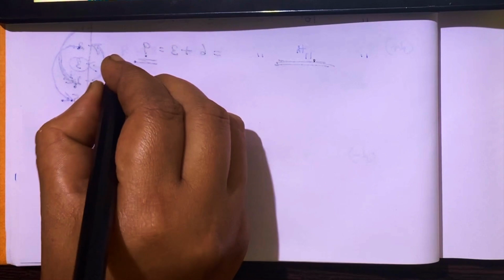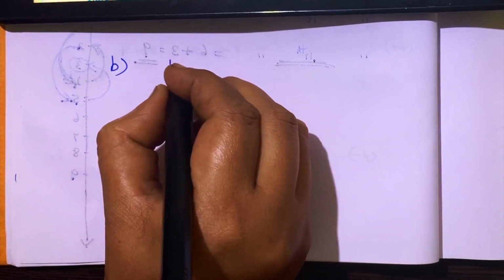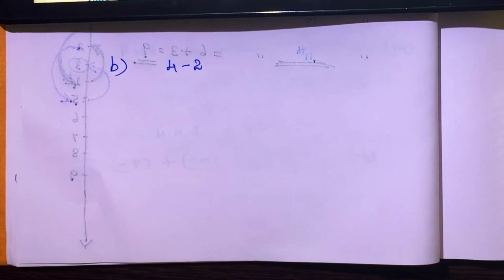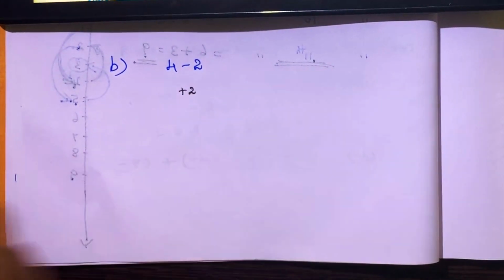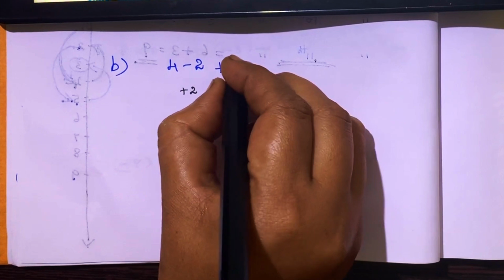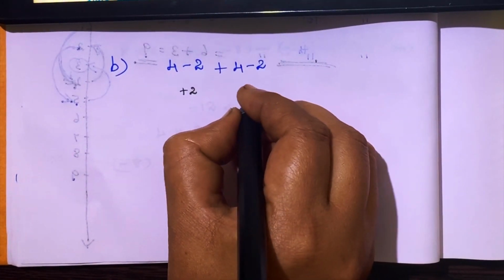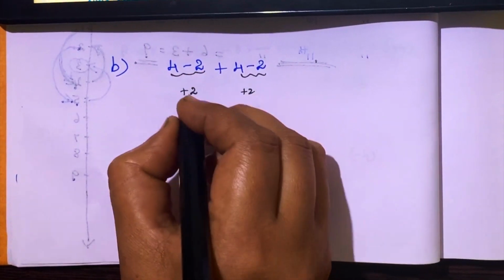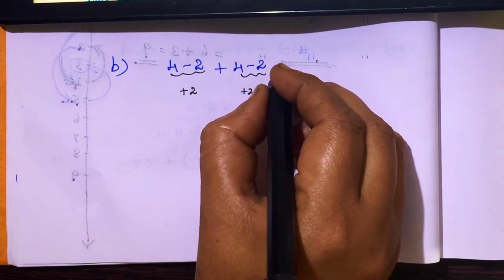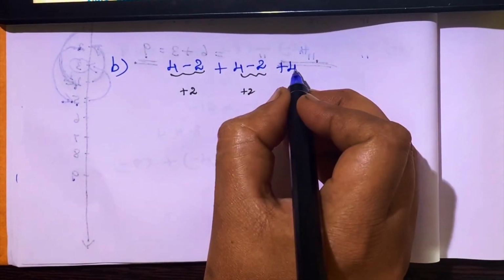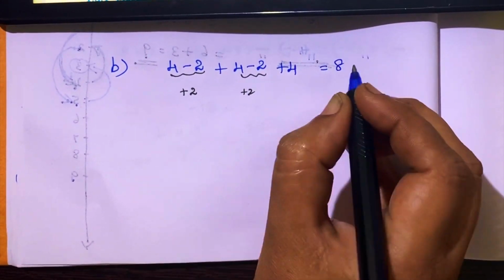Now we sum in the same manner. 4 minus 2. 4 minus 2 is plus 2. Again plus 4 minus 2. 4 minus 2 is plus 2. So this is plus 2, this is plus 2. 2 plus 2 is 4. Then again plus 4. Then one more thing is you will be getting 8.